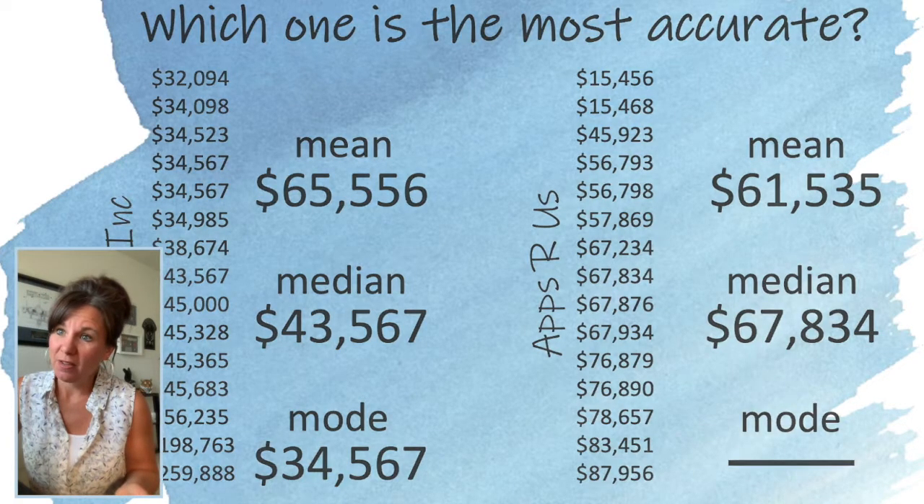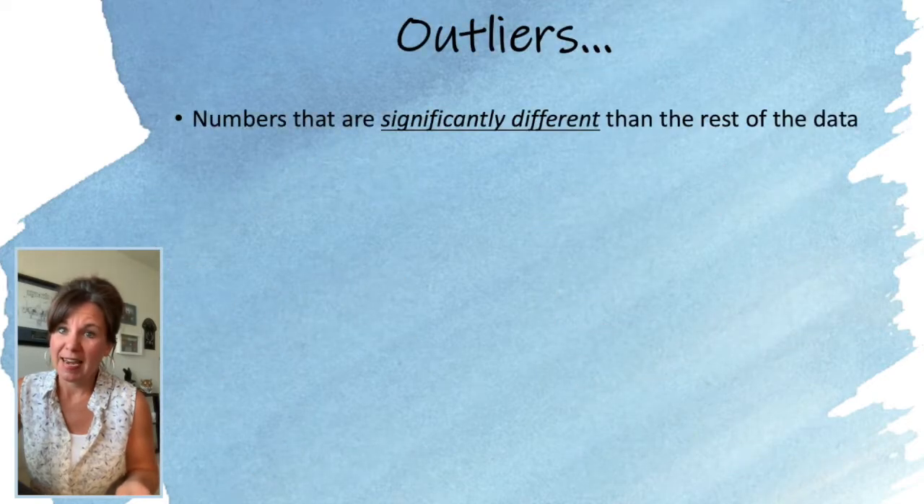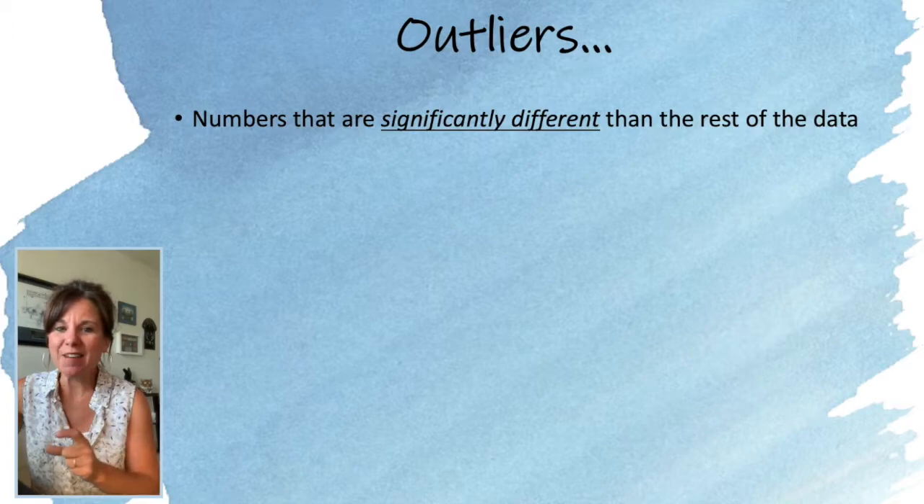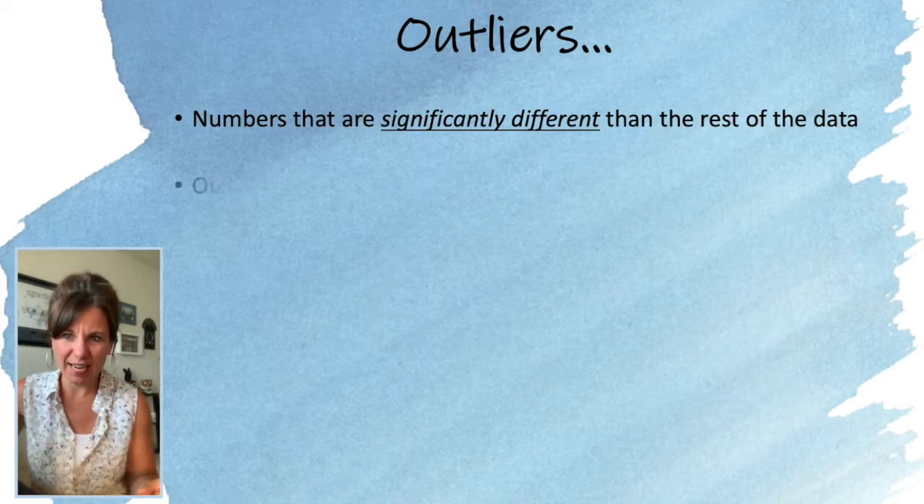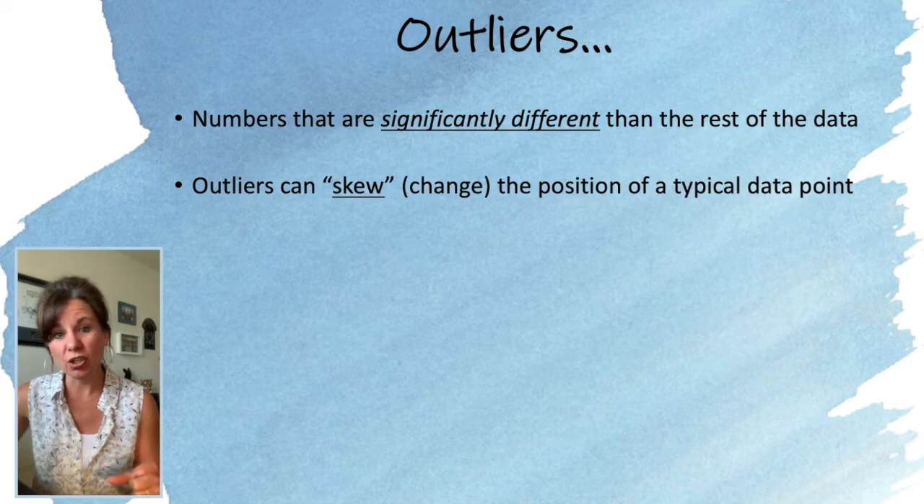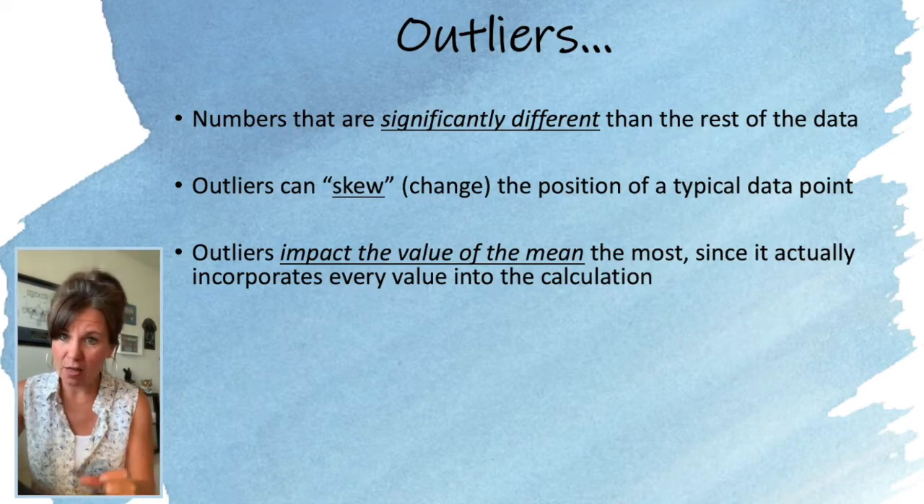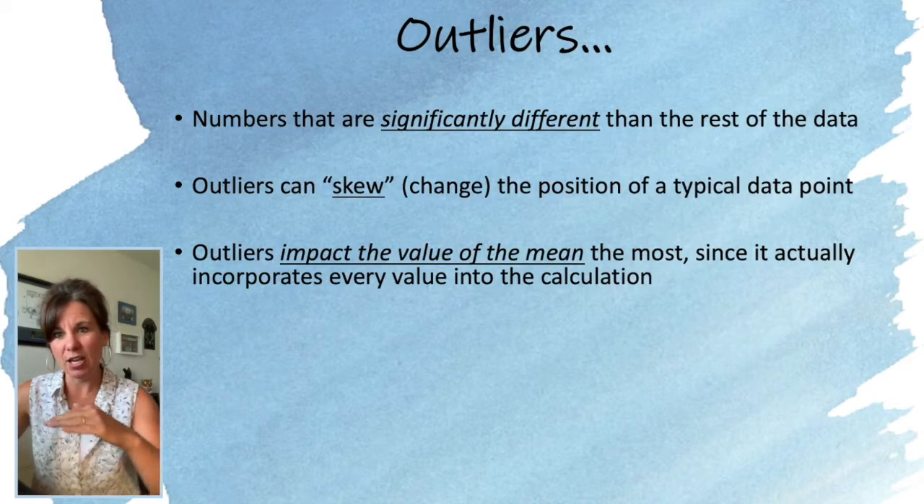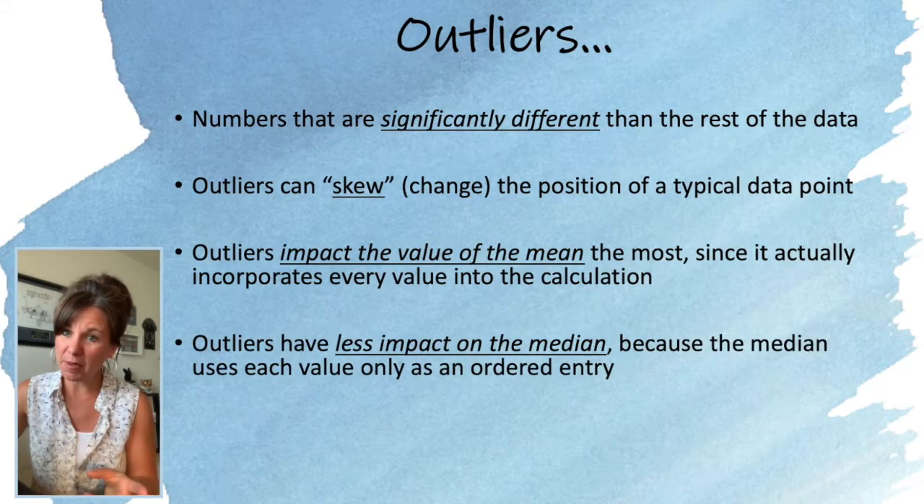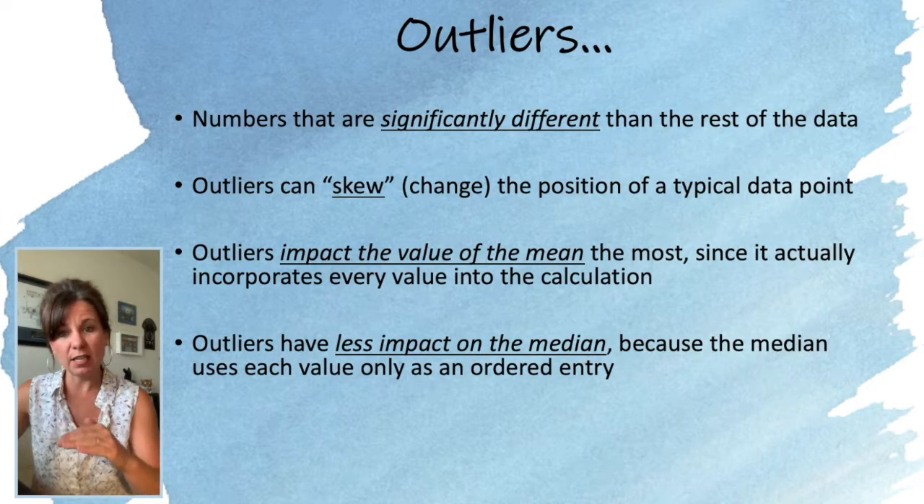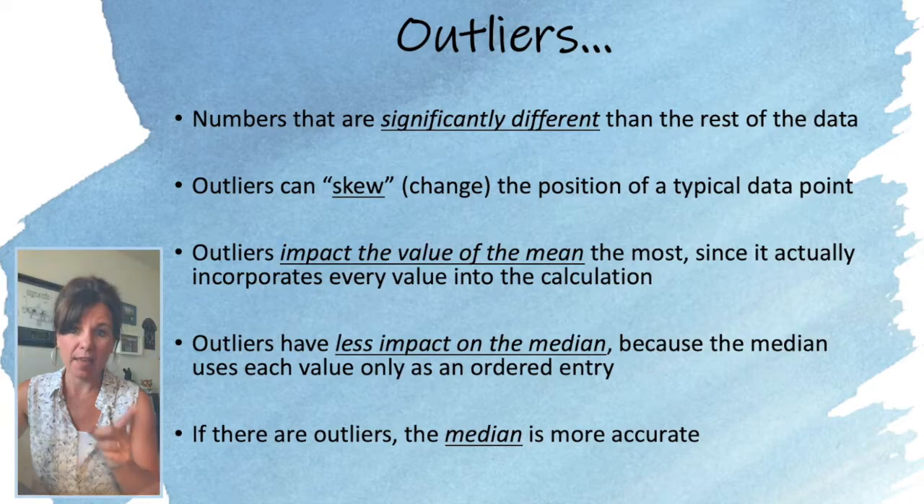Now we have to talk about something called outliers. Now, an outlier is a number that is significantly different than the rest of the data. We say that outliers can skew or change the position of a typical data point. So outliers impact the value of the mean the most because the mean actually uses every value and takes that into the calculation. It has less impact on the median because the median just uses each value as an ordered entry. So if there are outliers, then the median is the most accurate number.